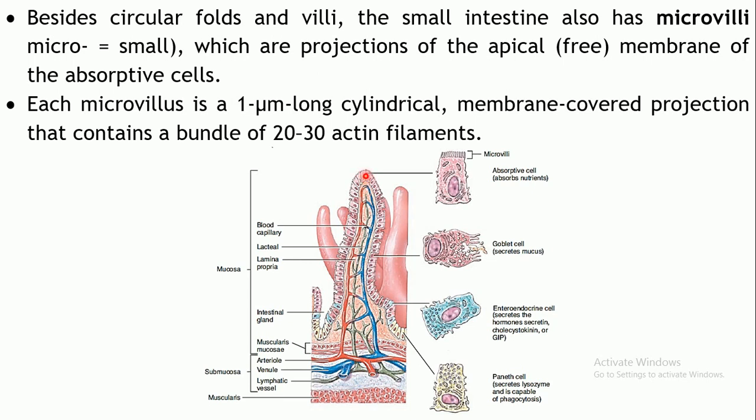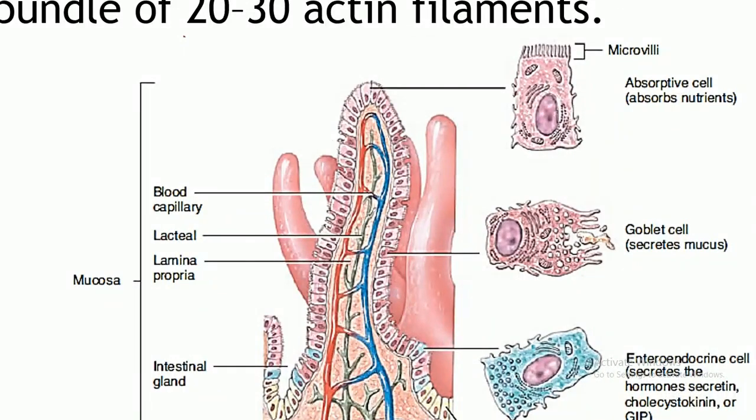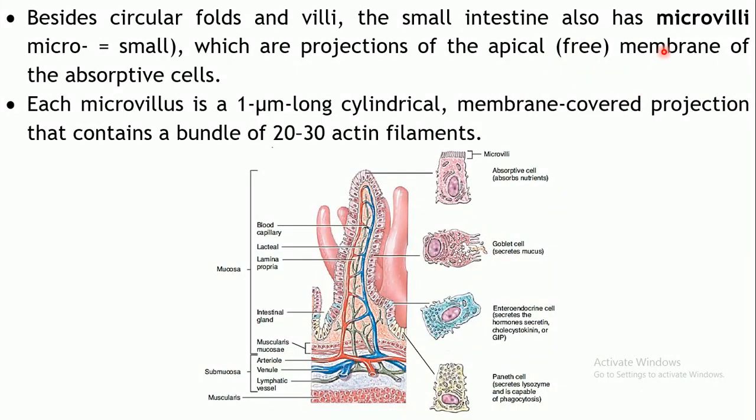All the other membranes are in contact with the neighboring cells or with the lamina propria. But this end of this absorptive cell is free, right? So that is known as the apical membrane or the free membrane. And on this apical membrane are small, minute projections, and these are called microvilli. So whatever finger-like projections of the mucosa you can see are called villi, and further on the absorptive cells which are present on the villi are located further projections known as microvilli.